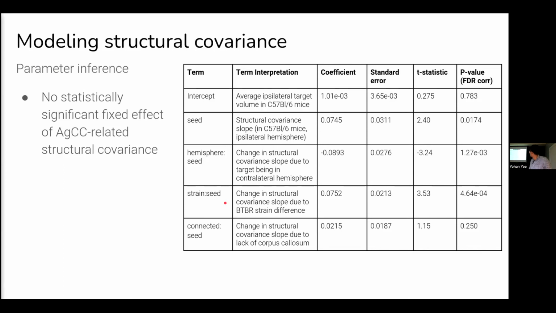There's also an interaction of strain that you can see as quite significant. But the term that we're really interested in, which is the effect of the lack of connectivity on structural covariance, we find that that is not significant.